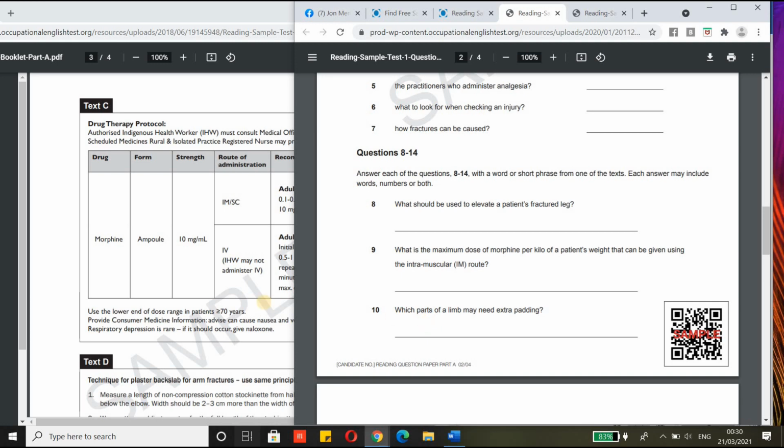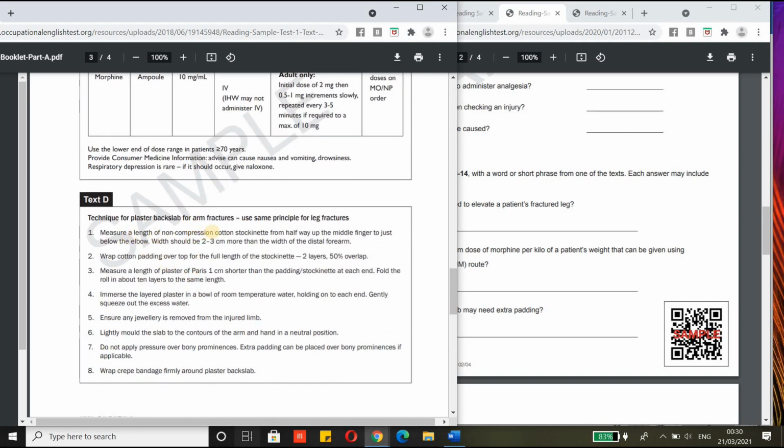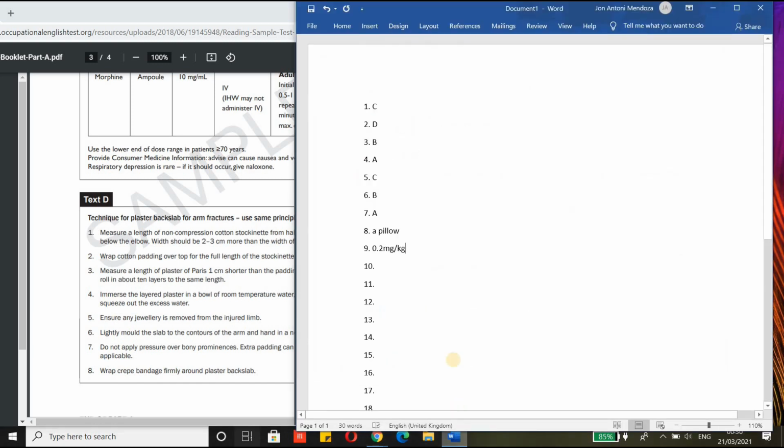And then which parts of a limb may need extra padding? Middle finger, elbow, stockinette. So now I'm using scanning. Do not apply pressure over bony prominences. Extra padding can be placed over bony prominences. So B.